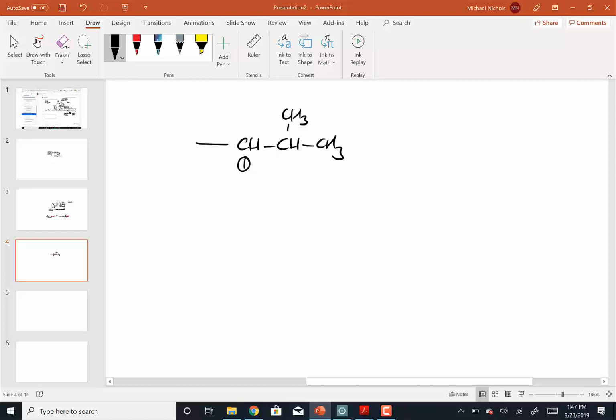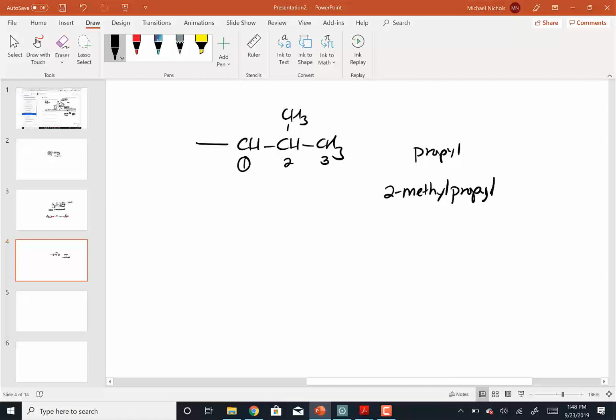Then you would find the longest chain, starting at the attachment point, which automatically has to be carbon number 1. So we would go 1, 2, 3. That would make this a propyl group. This is a substituent, so it's not a propane, it's a propyl group. And then what's attached to that carbon 2? A methyl, so this would be a 2-methyl propyl group.